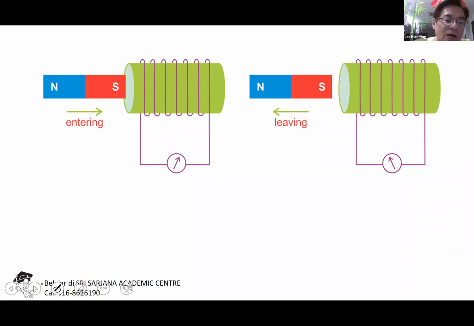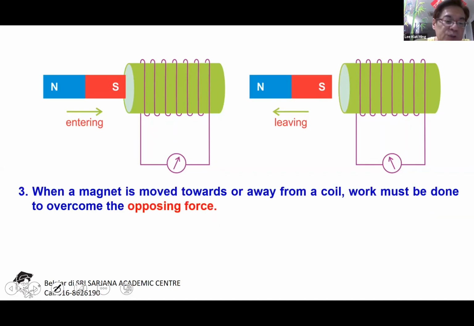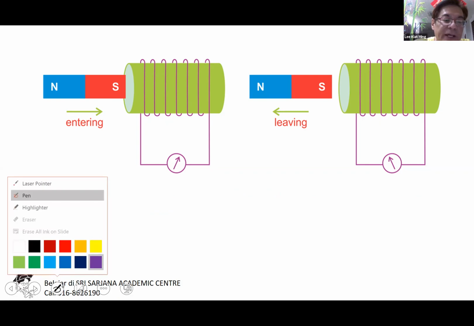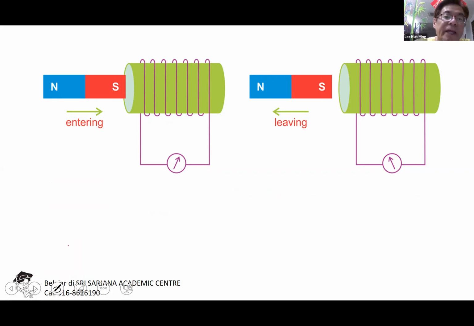We're going to go through one more revision so that you will know. When the south pole wants to go in, current will be induced so that it will flow, at the end of the coil here, clockwise, so that it becomes south. Magnet mahu masuk tak dibenarkan masuk. So south and south, dia akan tolak.